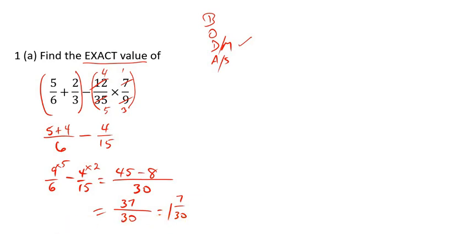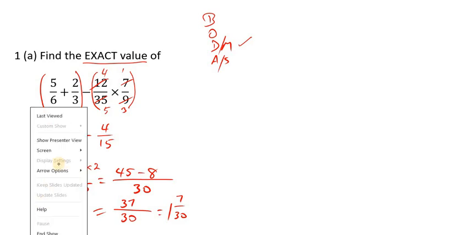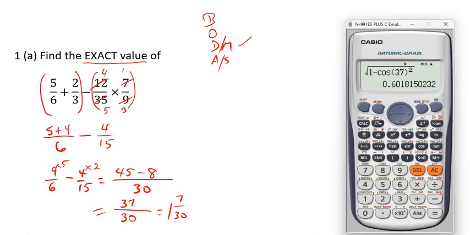Now what about if we want to use our calculator? How would we do that? So let's grab hold of our calculator. I'm going to enter this information in it. Let me just clear the screen. And then let's put 5 over 6 plus 2 over 3 minus 12. No, that should be 12.